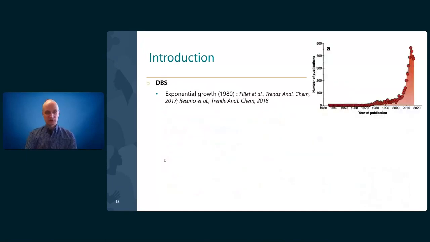How this started, how the dry blood spot technology started. So we have to go back to the 80s, when the first papers came out reporting on the use of paper filter dry blood spots for analysis of either organic or inorganic compounds. And it has been shown that this technology progressed very well, and we can notice an exponential growth in the number of papers using this technology.